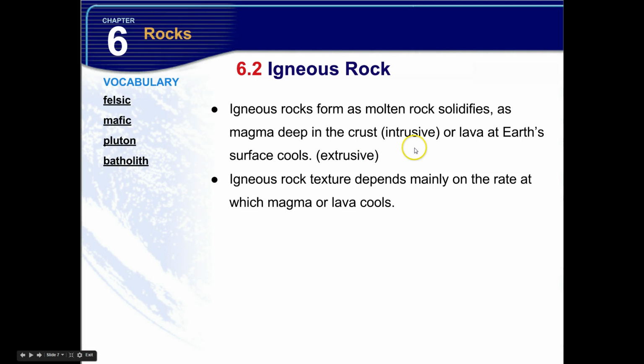So igneous rocks form as molten rock solidifies. Now as magma deep in Earth's crust cools, that's called intrusive. So if it's on the inside of Earth's crust, that term is intrusive. Or lava at Earth's surface, if that cools, that's called extrusive. So intrusive is inside Earth's crust, extrusive is outside of Earth's crust. Now the igneous rock texture depends mainly on the rate at which magma or lava cools.